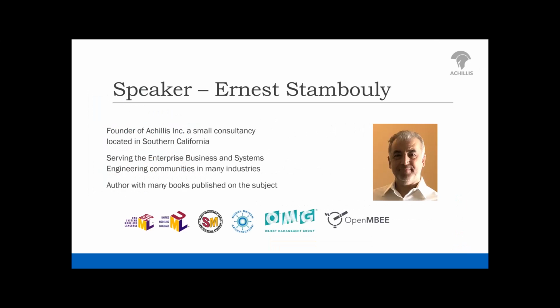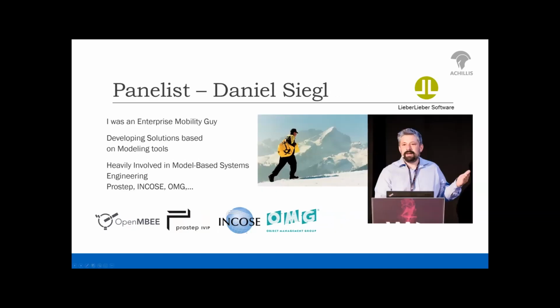I am the founder of Achillis, Inc. We are a small business located in Southern California, the US, and we are a consultancy for model-based and model-driven development approaches, serving the business enterprises and system engineering communities in many industries. I've been in the field for 25 years, and I am an author with many books published on the subject. With me is Daniel Siegel with Liber Software.